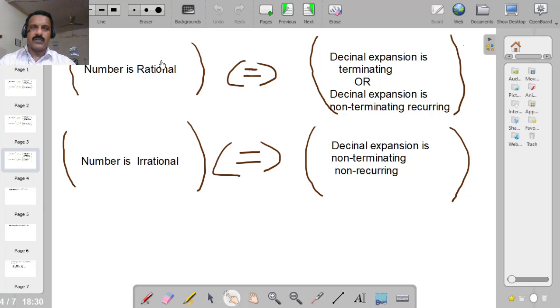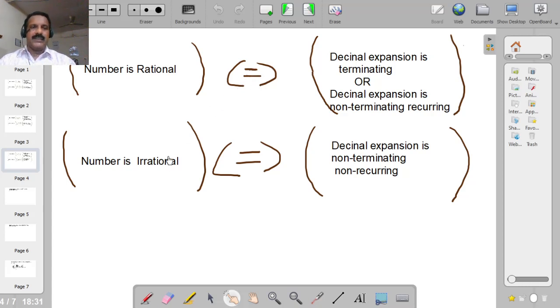So if this is true, this will hold. If this is true, this also will hold. If the number is rational, one of these two conditions will get satisfied, and if one of these conditions gets satisfied, then the number is rational. This symbol is called implies and implied by.